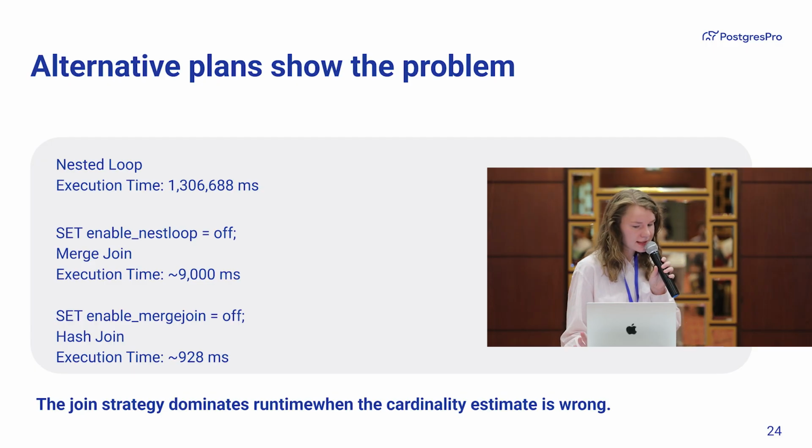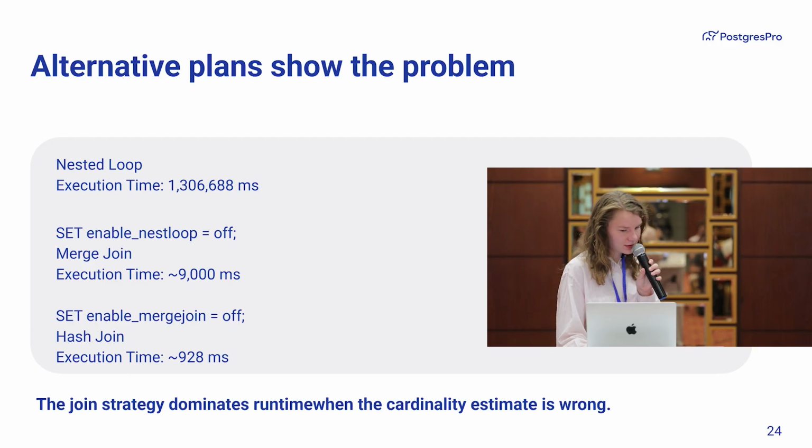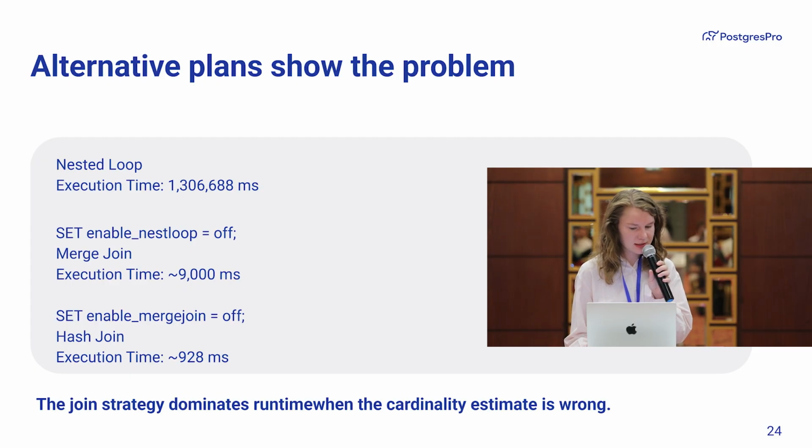So this doesn't mean that hash join is always better. It means that in this specific case, the original cardinality estimate was wrong, and the choice of join strategy became the main source of the runtime.